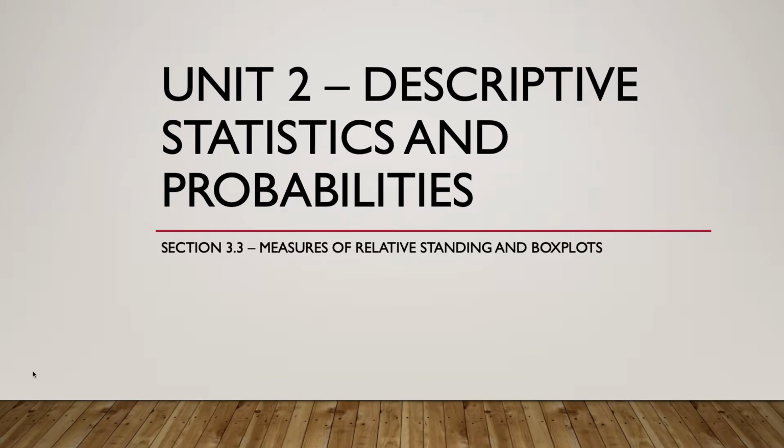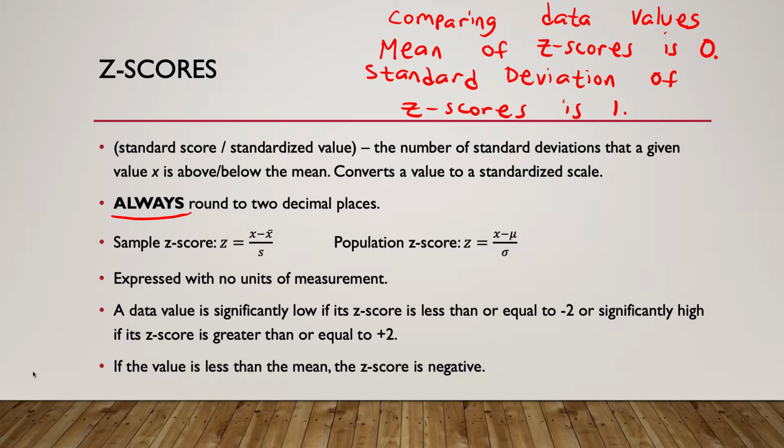Section 3 is on the measures of relative standing or position and box plots. A z-score is a standard score or a standardized value. It's the number of standard deviations that a given value x is above or below the mean. It converts a value to a standardized scale, and it's always bolded, capital letters, always rounded to 2 decimal places.